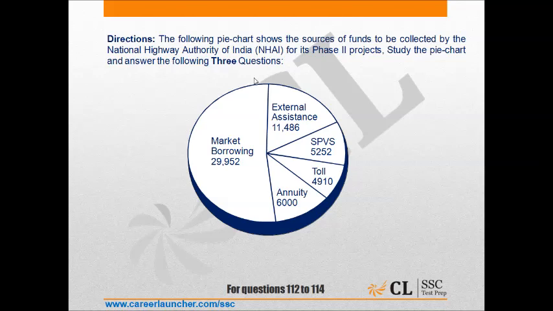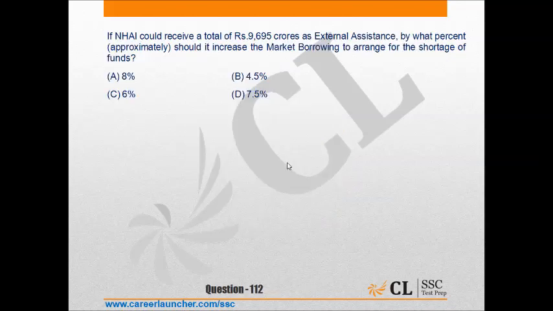Directions. The following pie chart shows the sources of funds to be collected by the National Highway Authority of India for its phase 2 projects. Study the pie chart and answer the following 3 questions. The sources of funds are market borrowing, external assistance, SPVs, toll and annuity. Right? If NHAI could receive a total of 9695 crores as external assistance, by what percent should it increase the market borrowing to arrange for the shortage of funds?